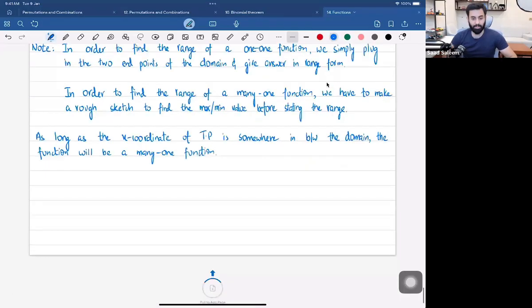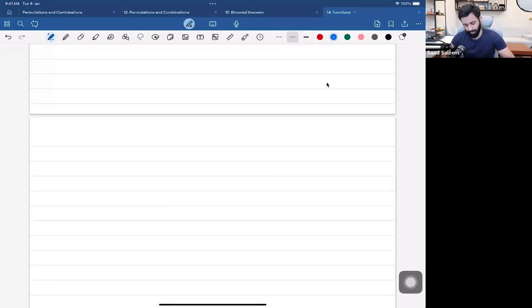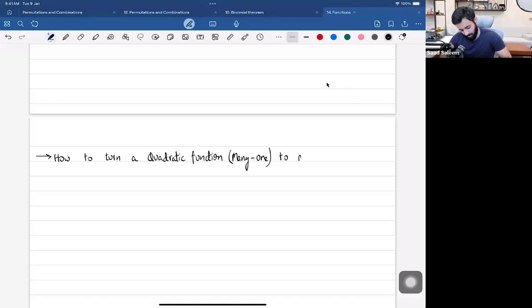All right, so I hope you guys aren't getting too bored. Here's probably the last concept, and that is how to turn a quadratic function, which by default is a many-to-one function, to a one-to-one function.